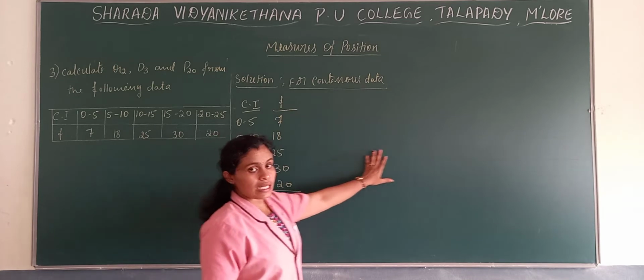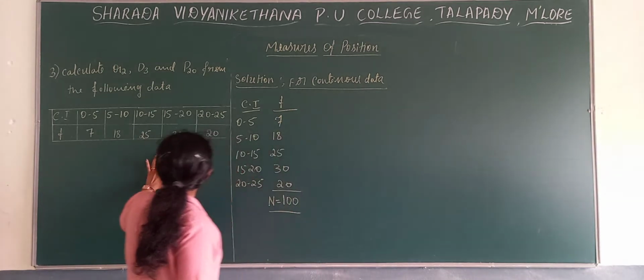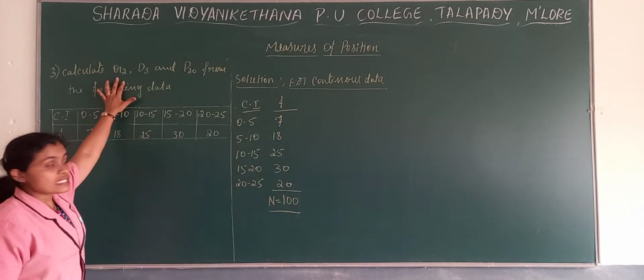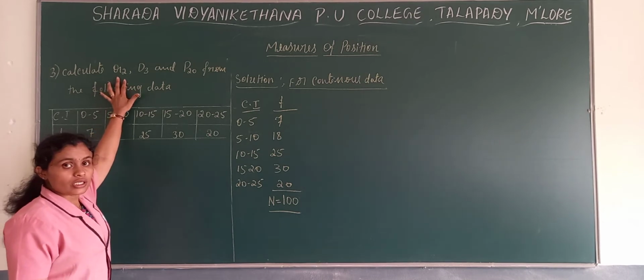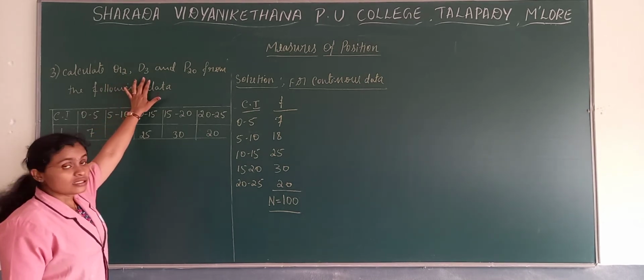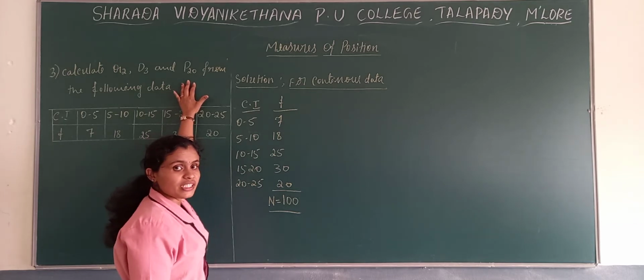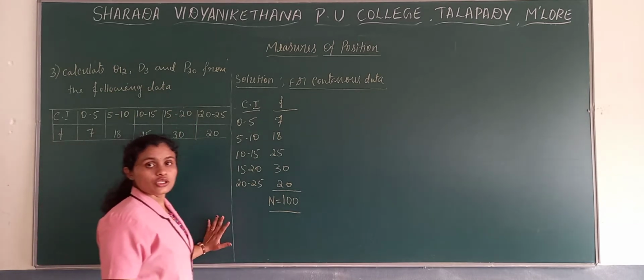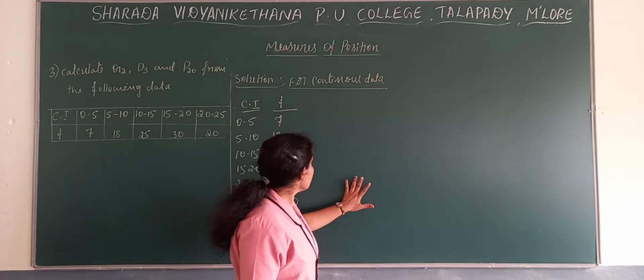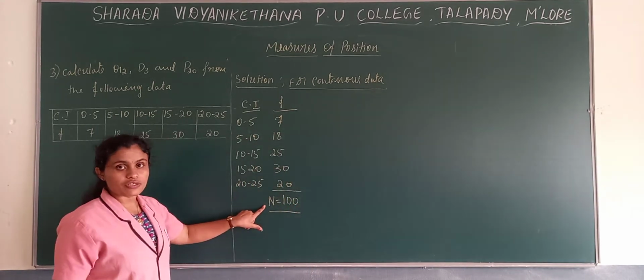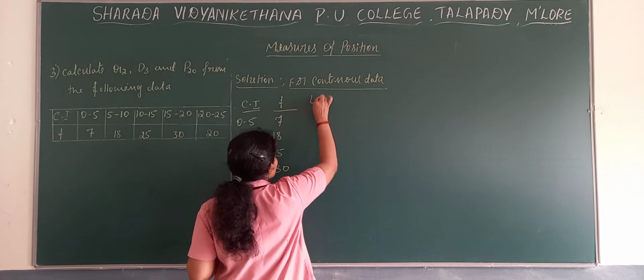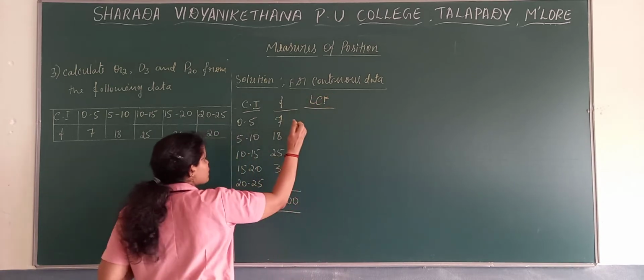Now firstly write the problems. What do we need to find out here? We need to find the second quartile, or the middle quartile, Q2, then third decile D3 and percentile P20. So P20, D3 and Q2 we need to find out here. Now we got the total number of frequencies. LCF, right? LCF.